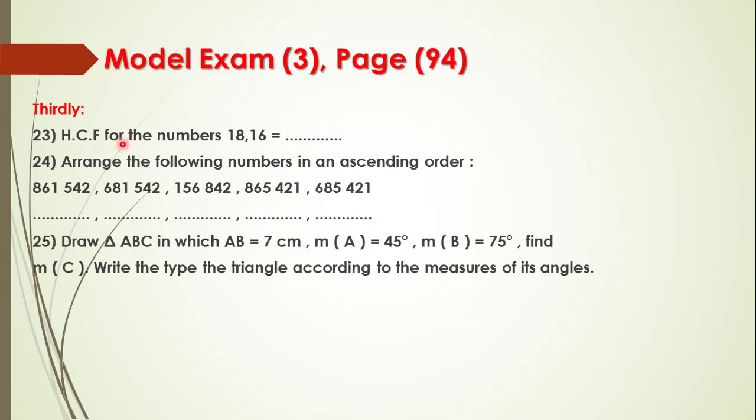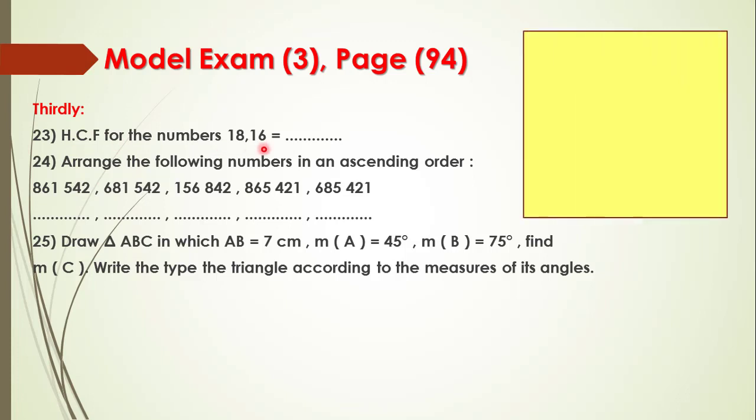Number 23. The highest common factor for the numbers 18 and 16. Let's make factorization for the two numbers. I want to divide only by prime numbers. 18 divided by 3 equals 6. 6 divided by 3 equals 2. 2 divided by 2 equals 1. Also we have 16. 16 divided by 2 equals 8. 8 divided by 2 equals 4. 4 divided by 2 equals 2, and 2 divided by 2 equals 1.